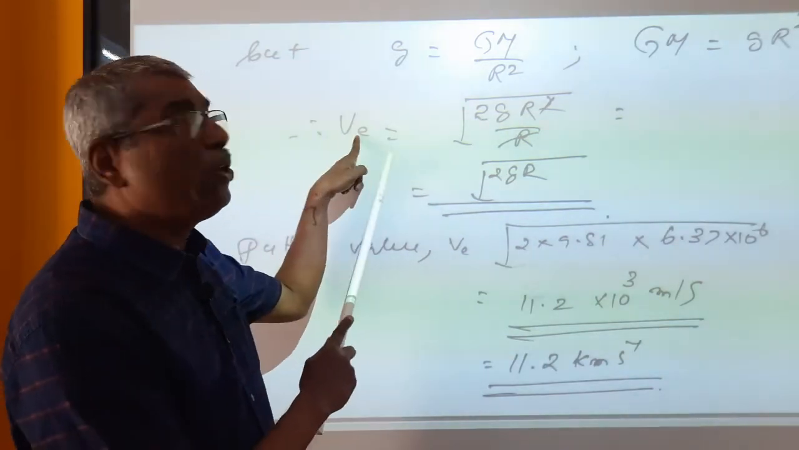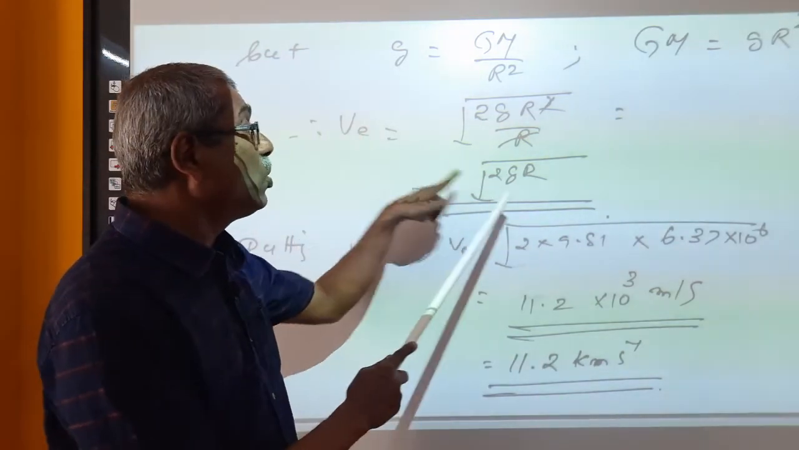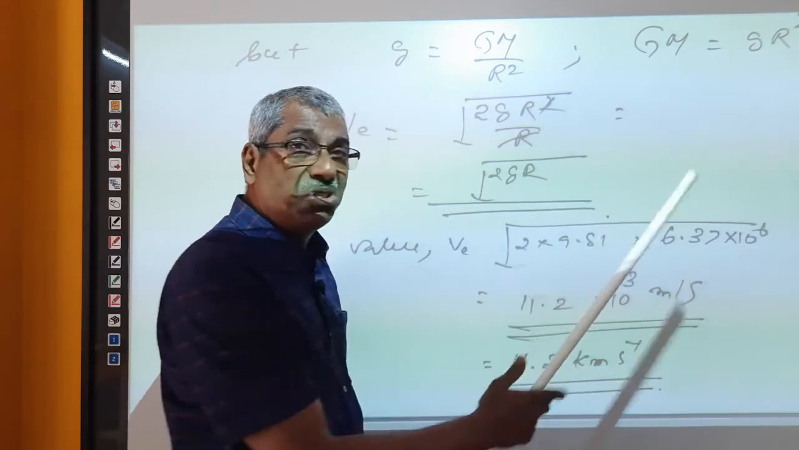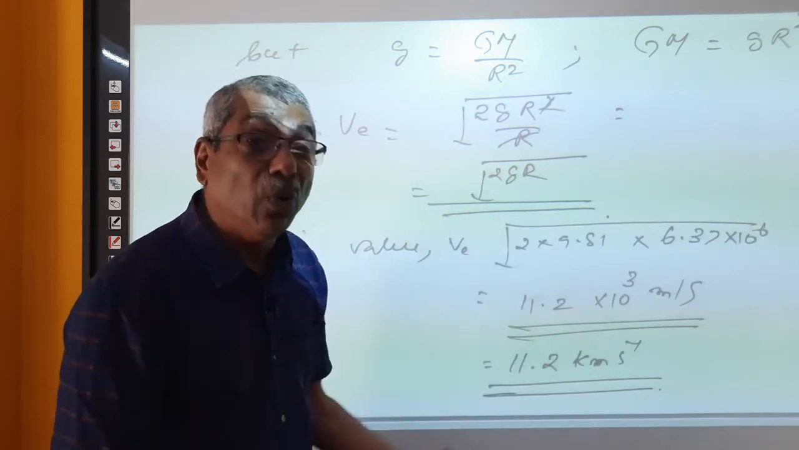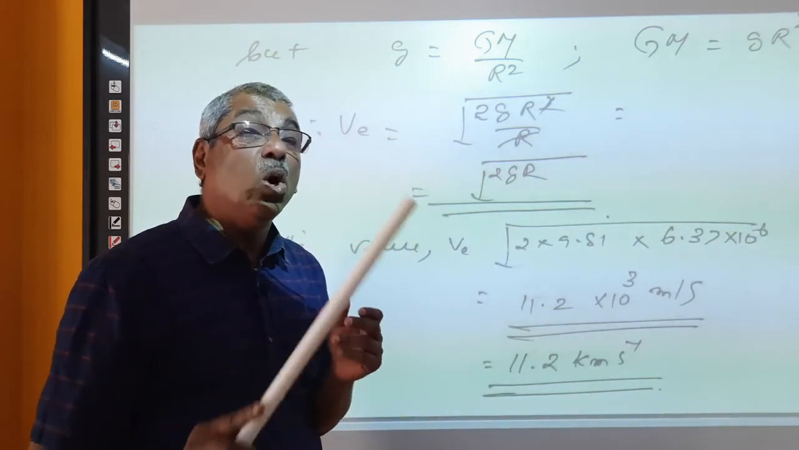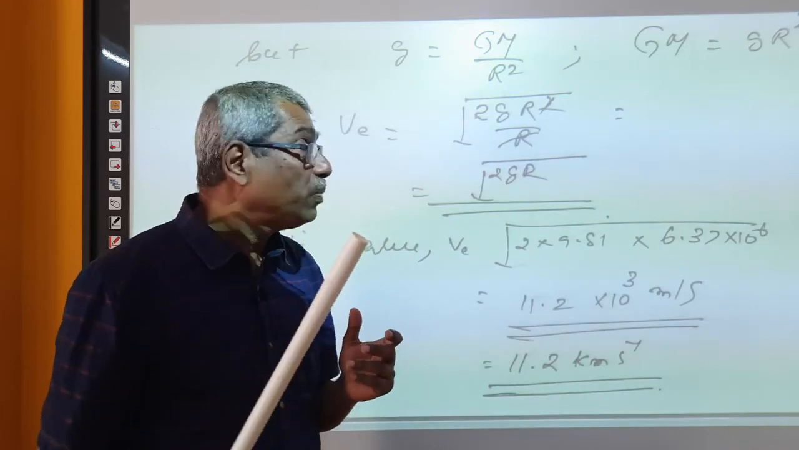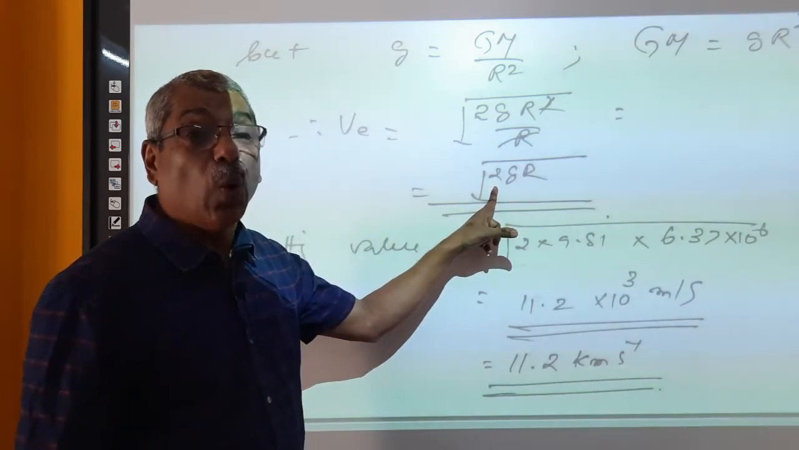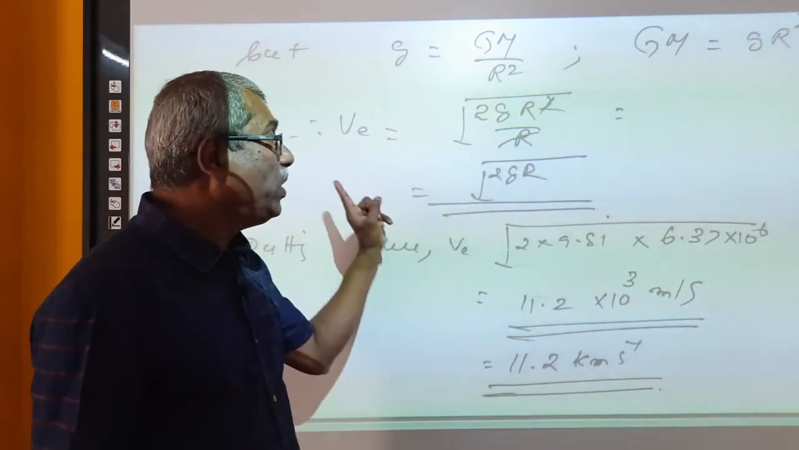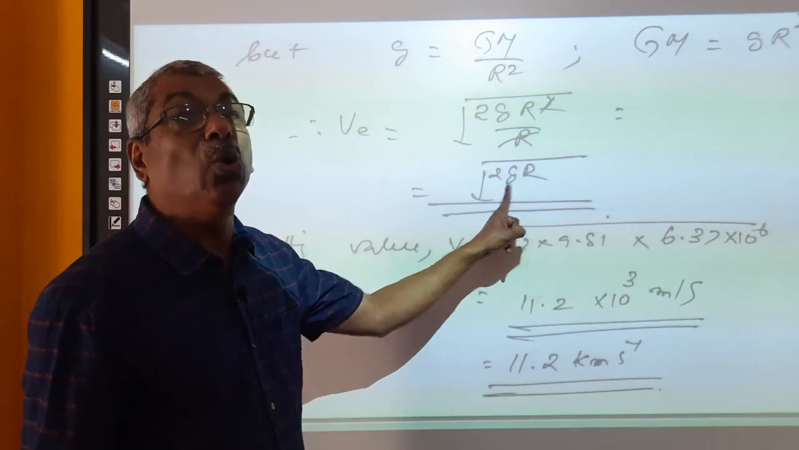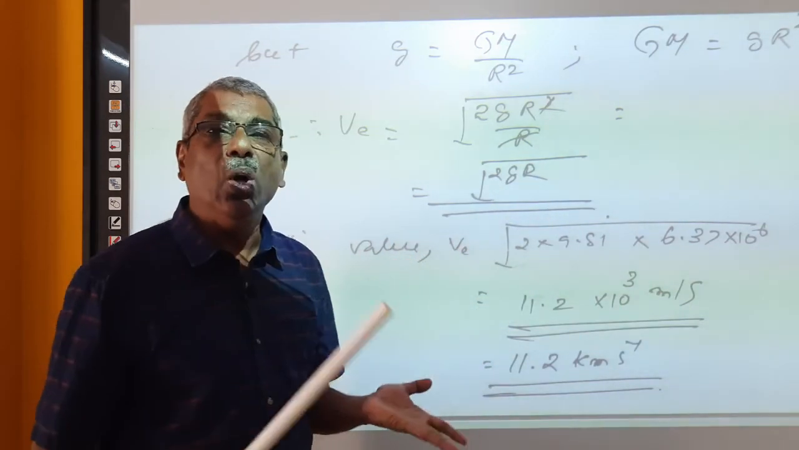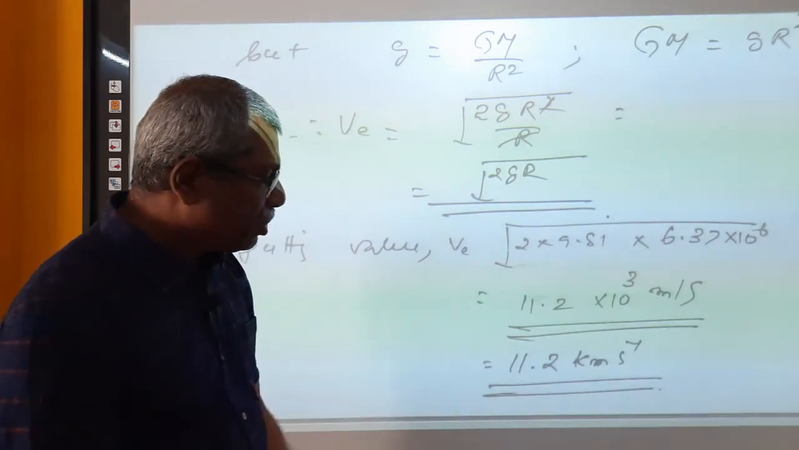Now you will see that V orbital is equal to root of R g, and V escape is equal to root of 2 R g. That is, this is root 2 into root g R. That means root 2 into V O. That also from my voice you will write: V E is equal to root 2 V O. V E is equal to root 2 into root g R, root g R is equal to V O. Therefore, V E is equal to root 2 V O. That's also a very important relation.